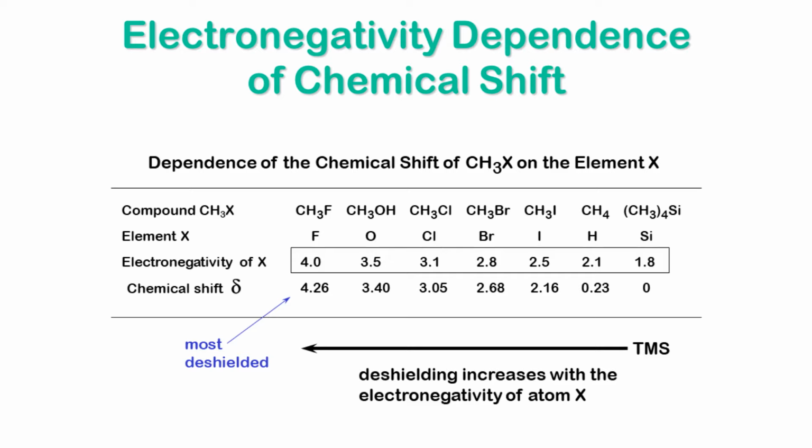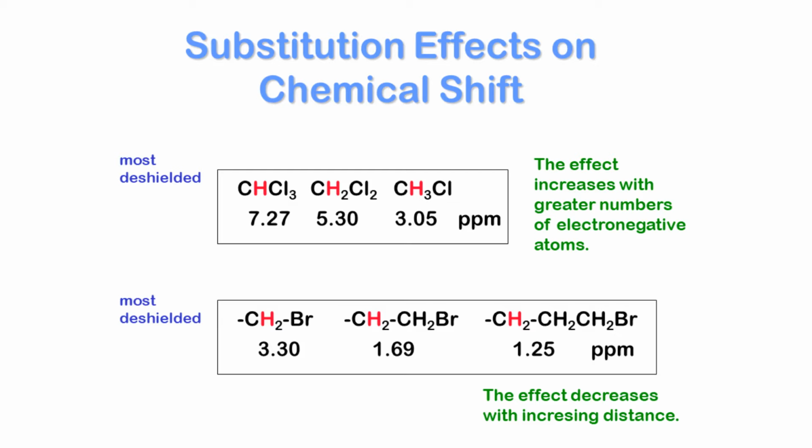As the electronegativity of atom X increases, the chemical shift also increases, indicating greater deshielding. It can be observed from the chart that CH3F is more deshielded than CH3I. Substitution effects on chemical shift show that the presence of more electronegative atoms increases the chemical shift. Additionally, the effect decreases with increasing distance from the electronegative atom.